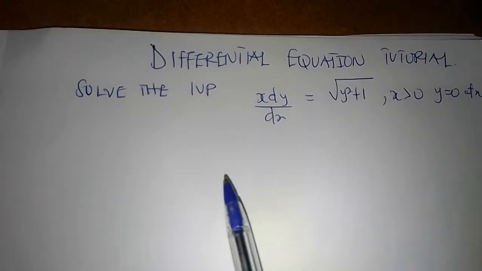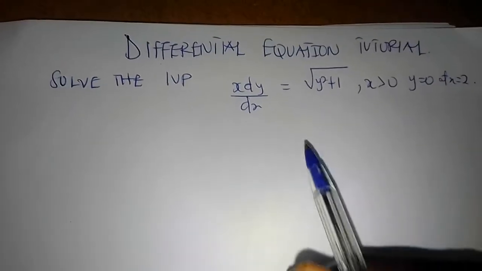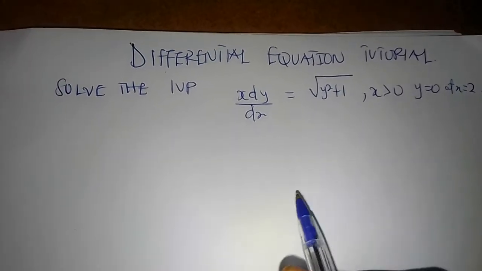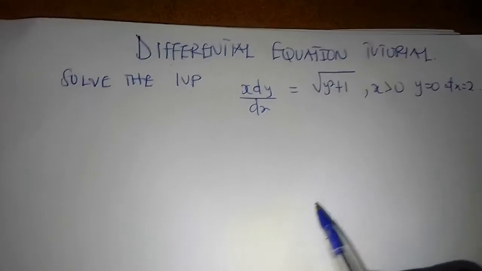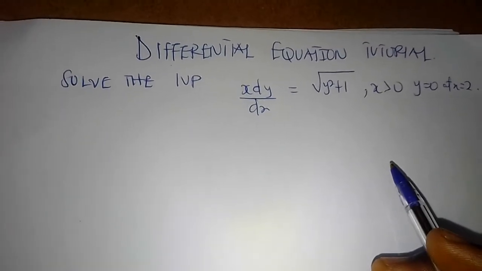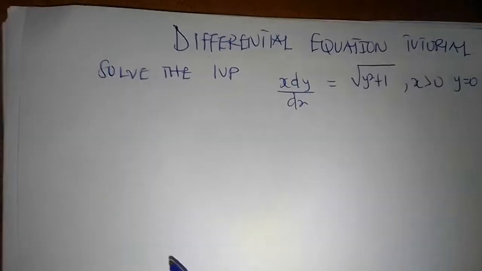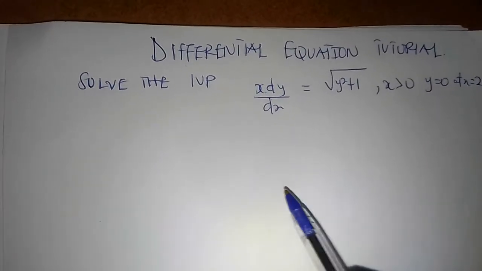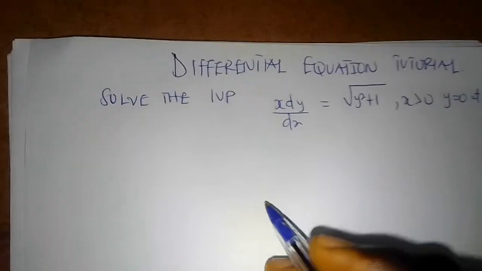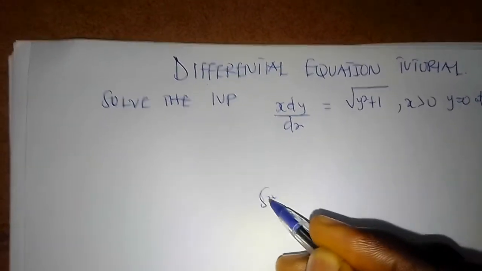Now it says solve the IVP, initial value problem, of this separable differential equation I have here: x dy over dx is equal to the square root of y squared plus 1, where x is greater than 0, and y equals 0 at x equals 2. Now if you have an idea about this, you can pause the video and solve to see your answer at last, or you can solve it together. So let's see, we have our solution.